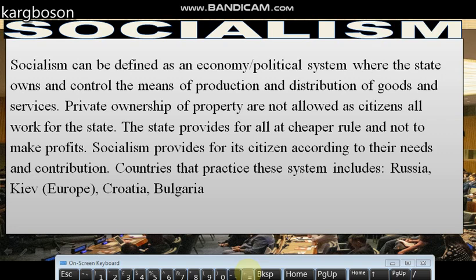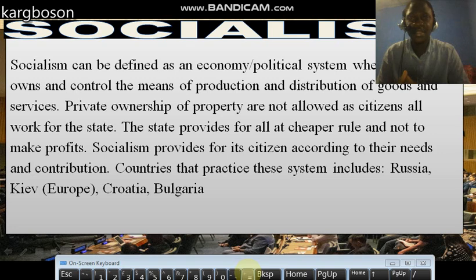Socialism could be defined as an economic or political system where the state owns and controls the means of production and distribution of goods and services. Private ownership of property is not allowed, as citizens all work for the state. The state provides for all at cheaper rates and not to make profit. Socialism provides for its citizens according to their needs and contribution.